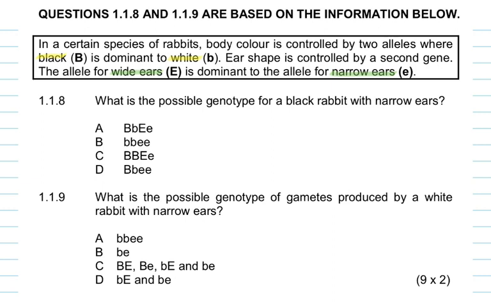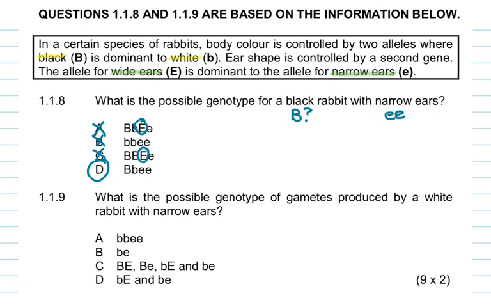Now if we have a look at it, if it's black, it means it definitely contains a capital letter B. We are not sure about that second letter. That could be either a capital letter B or a small letter b. And then narrow ears, because narrow ears is showing the recessive characteristic, it means that both of these letters will have to be small. So now we have a look at what our options are. We already know that B is not going to be an option because it doesn't contain our capital letter B. We know that A and C can't be an option because we've got those capital letter E's over there that we cannot work with, which means the only possibility is D.